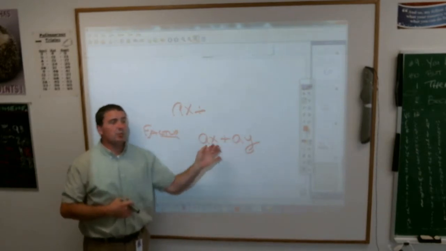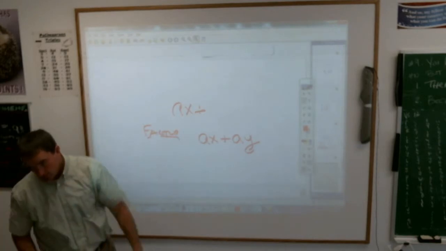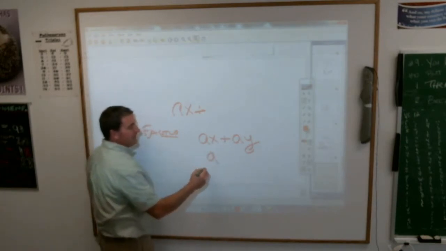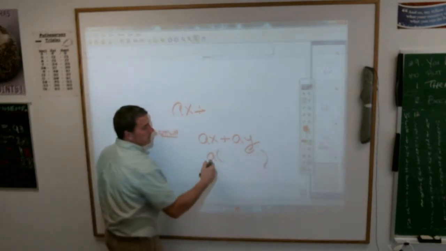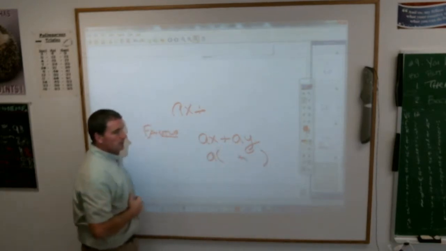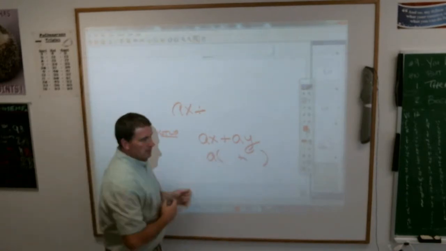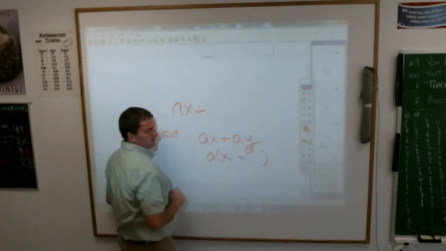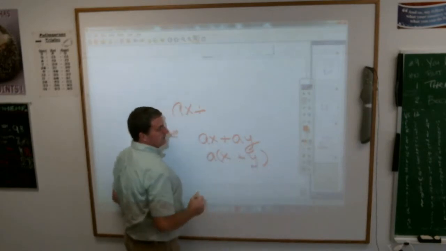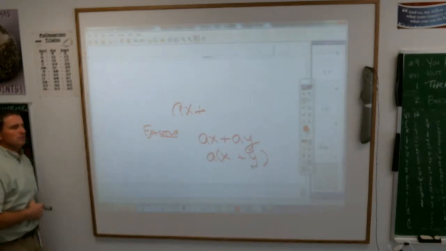So you look and you say, okay, what do they have in common that I can take out? Andrew? A. Oh, A. And if you take an a out, here's the deal. You're going to have two terms in there because there's two terms there, and it's going to be a plus in the middle. If I take an a out of ax, I am left with just the x. If I take an a out of ay, I'm left with just the y. Now what you must be careful with here, what did I do, Maggie?